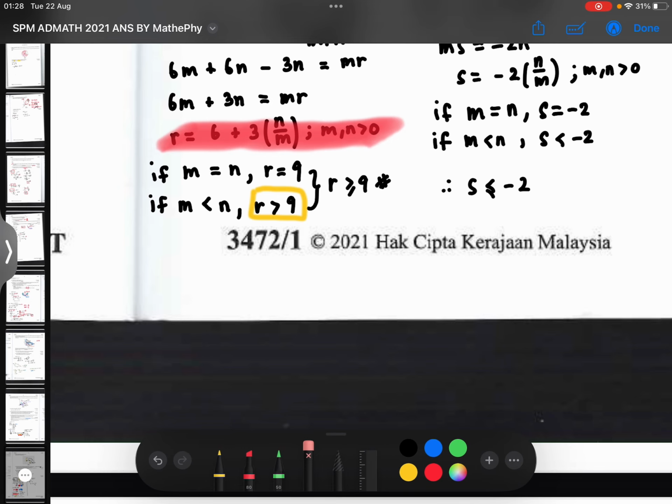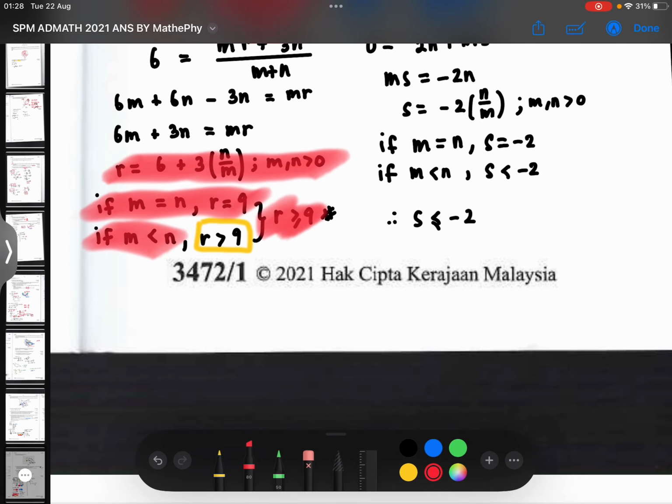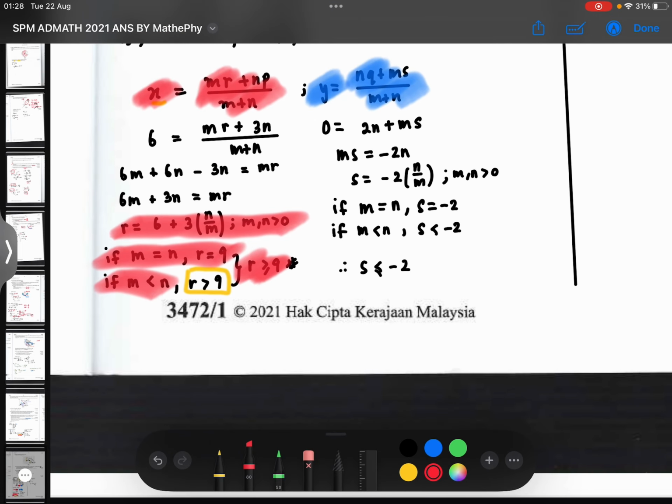So that's why my conclusion is R is greater than or equal to 9, because we need to consider both conditions. Okay, M equals to N, and M less than N. So you just apply the same logic. You need to keep in mind that M is greater than 0. You will end up with S less than or equal to minus 2. Okay, you just use the same logic like this.